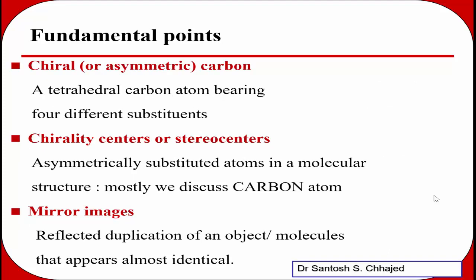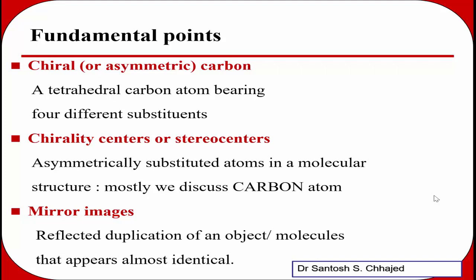So before we proceed, I'll clarify certain points which are important for a beginner to understand, what is meant by a chirality center, mirror images and so on. A chiral or asymmetric carbon is a tetrahedral carbon atom bearing four different substituents. Generally it is believed by students that only carbon could be chiral in nature, but this is not the case. There are other elements also. When they become linked to different substituents, they will be called stereo centers or chirality centers.